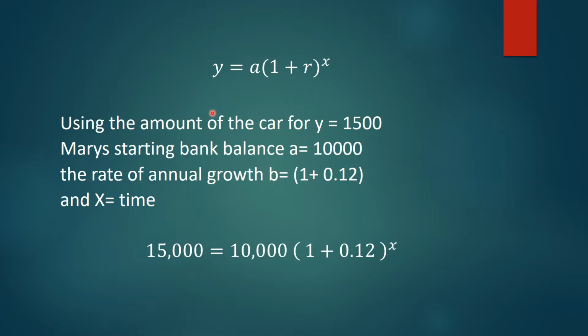Using the amount of money of the car for Y, Mary's starting bank balance for A, and the rate of annual growth, which is 1 plus the percentage amount, which we have turned into a decimal for the purposes of this. What we need to find is the exponent x, which is time.